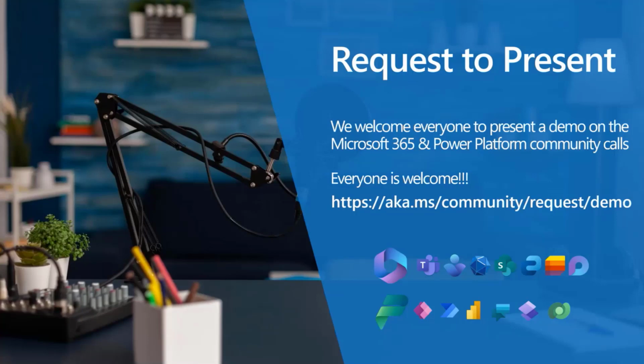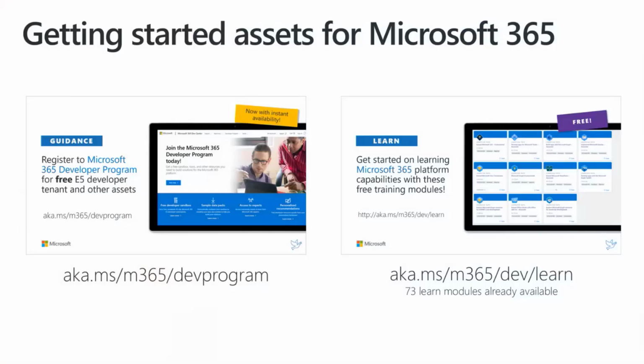and get your schedule. We also have a lot of assets available around getting started with Microsoft 365 development. First of all, sign up for the Microsoft 365 Developer Program. It's a free E5 developer tenant, which renews automatically every 90 days. A lot of stuff is also available in Microsoft Learn, with a lot of individual modules. So you don't have to pay for getting started and learning how to do things in Microsoft 365 or Power Platform. Just take advantage of those as well.